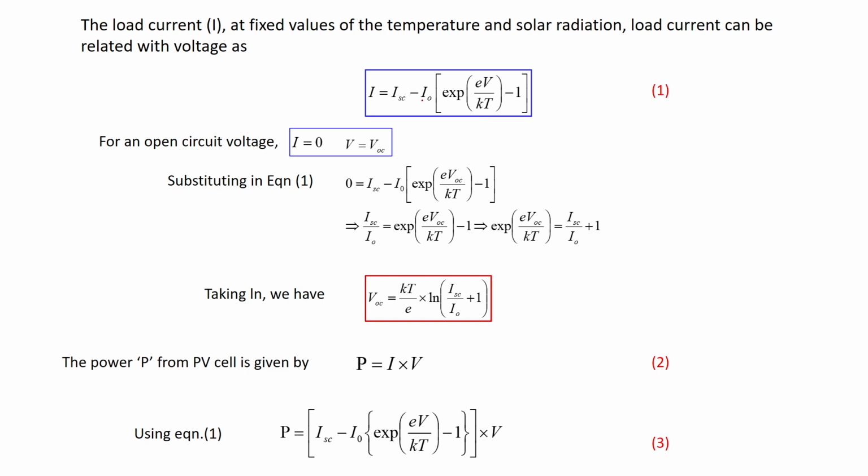is equal to ISC minus I naught exponential EV by KT minus 1. So, what is I naught here? I will write here. I naught is the dark current or reverse saturation current. And what is E here? E is the charge of an electron.